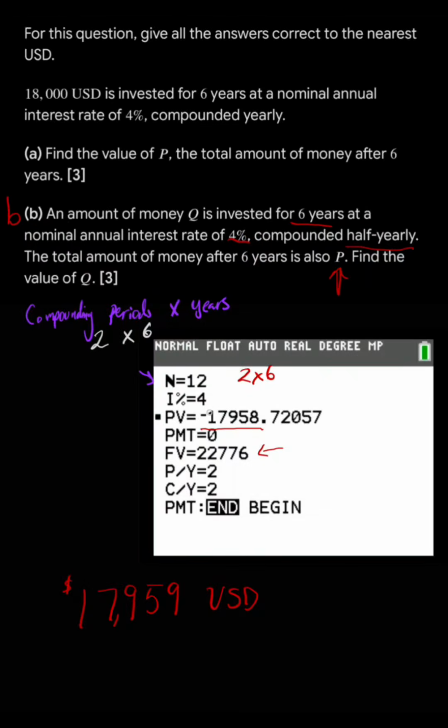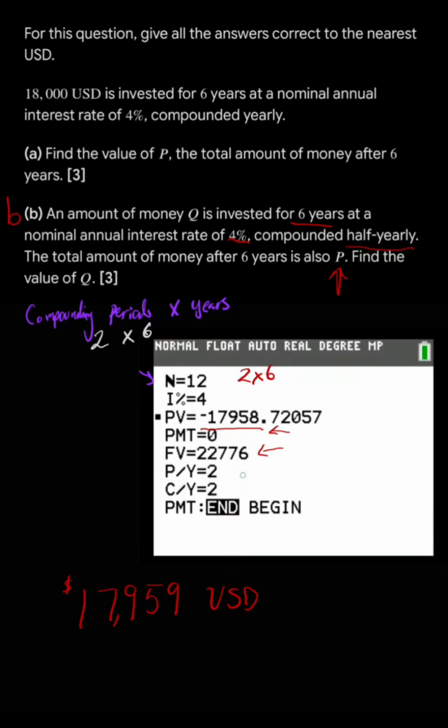My present value is what I'm solving for. How much money will I have to deposit in order to obtain the $22,776? Payments, again, is 0. We're not doing payments in this part. The future value is how much money I want to have in the future, which is my answer from part A.